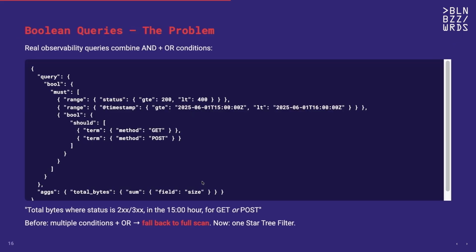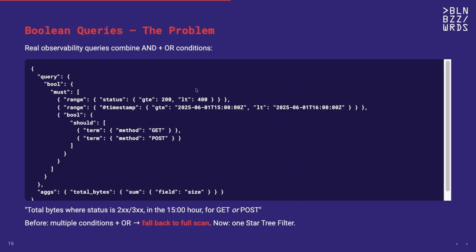Okay, so let's talk about Boolean queries. Real world queries would have multiple combinations of different types, right? Real observability queries would combine and or operations together. So let's look at this query. This query says that we want to find out or aggregate the total bytes where the status is between 200 to 400 in the 15th hour.